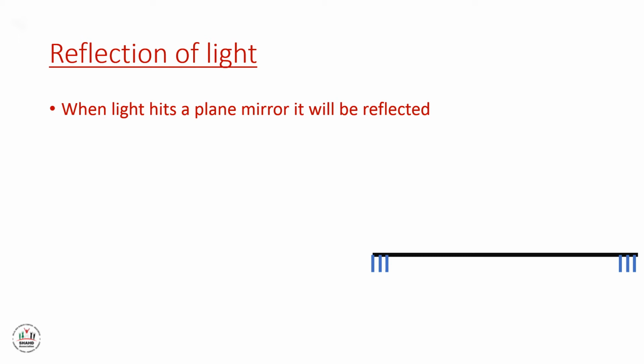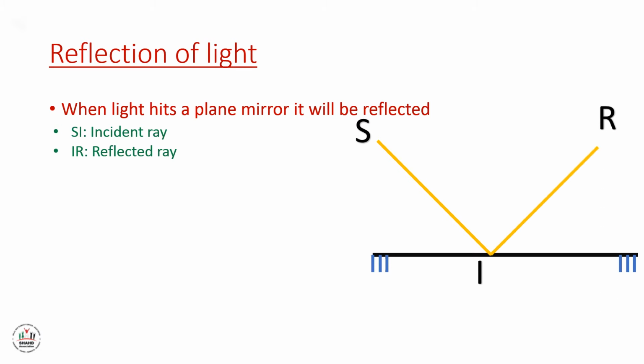This is how we can symbolize a plane mirror. The ray which strikes the mirror is called the incident ray. Here, it's called as I. The ray which comes out of the mirror is called the reflected ray, IR. The dashed line is called the normal. We use it to draw and specify angles.